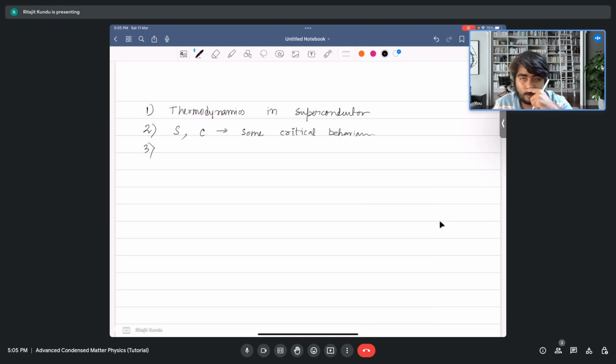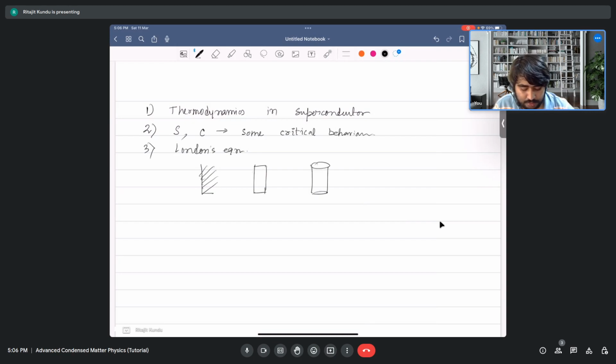And the last thing that we'll discuss today is electrodynamics in superconductors. That means London's equations, solving London's equations. We'll solve London's equation for three geometries. One is a semi-infinite superconductor, one is a slab superconductor, and one is a cylindrical superconductor.